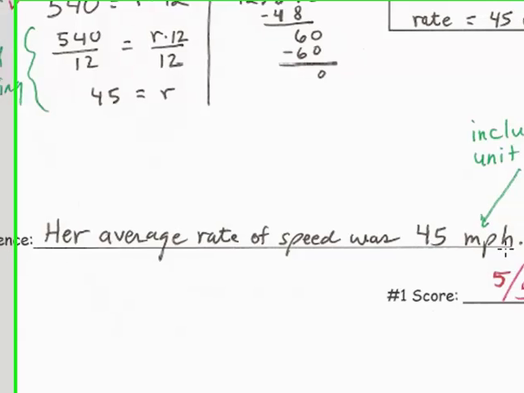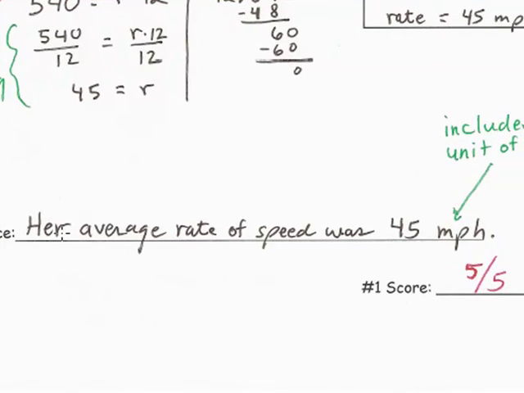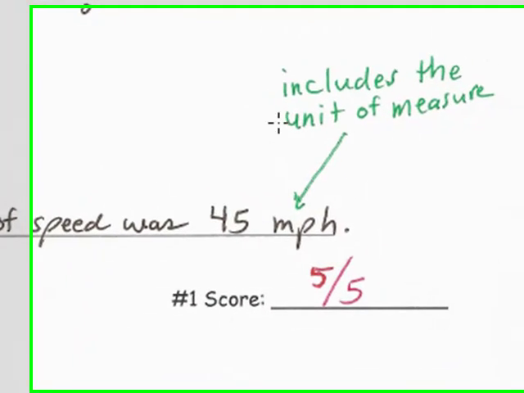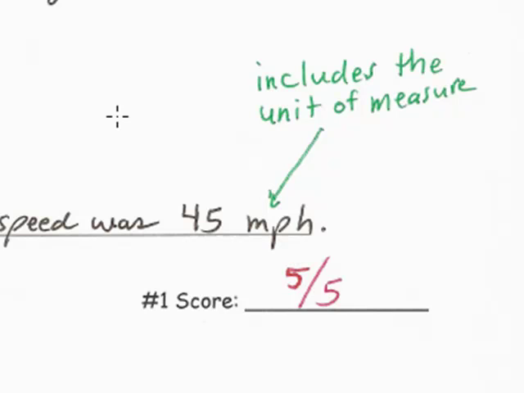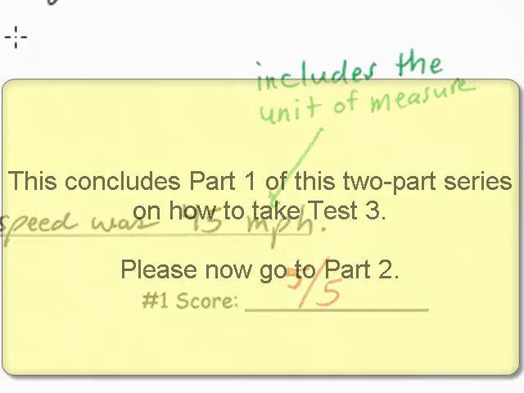Her average rate of speed was 45 miles per hour. That's the end of the problem. Notice a complete sentence. It doesn't say rate is 45. It has a full sentence answering the question that was above. And notice what I wrote over here, that this includes the unit of measurement. So it's not that she was going 45. It's that she was going 45 miles per hour. And so this one problem is worth 5 points and got a score of 5 out of 5. Congratulations. Let's go back now to the other page and find page 2 of this.